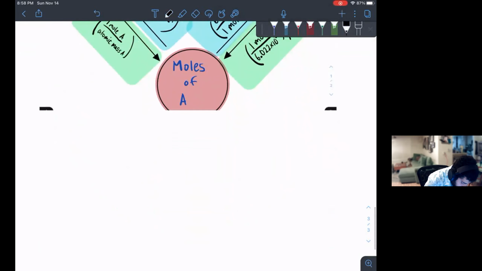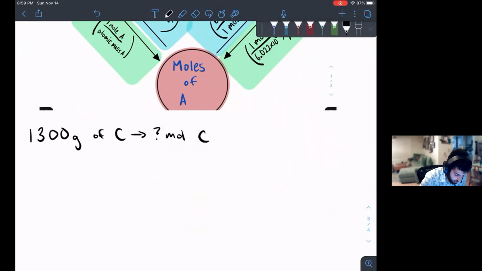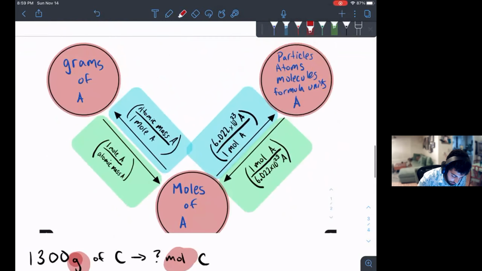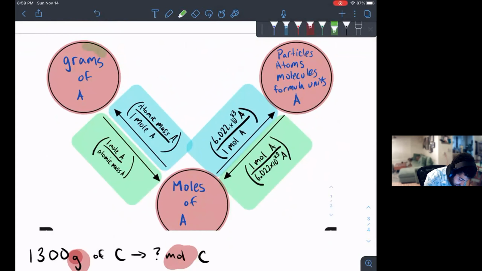And we'll do a new one. If I start with 1,300 grams of carbon, I want to go to some amount of mole of carbon. Well, let's see what I'm starting with. I'm starting with grams. I'm going to moles. So I'm going to come up here. Looks like I'm starting with grams. And I'm going to take this path to moles. That's the bottom green box.